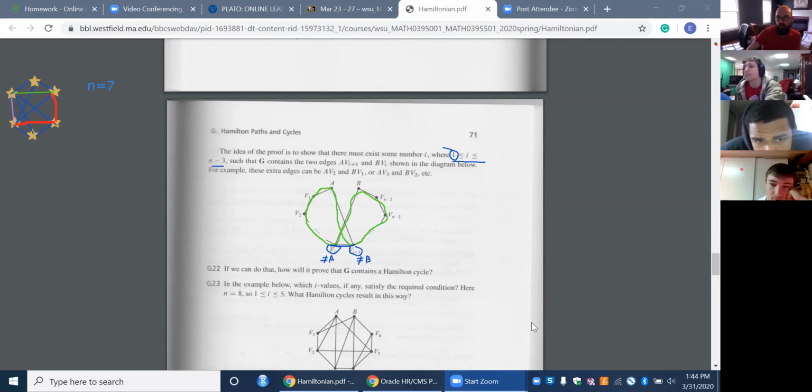The whole proof is that you're going to prove that you can find this edge and this edge right here somewhere. Then you're taking the path that was around like this, and you're just making this little figure 8 thing. So if you can guarantee that these two edges have to be in there somewhere, then you'll be able to extend your Hamiltonian cycle. Does that help out? So that's kind of the answer to this G22 right here. All right, that makes sense.